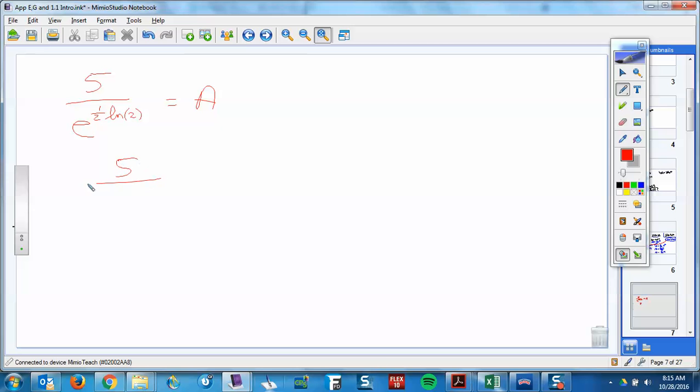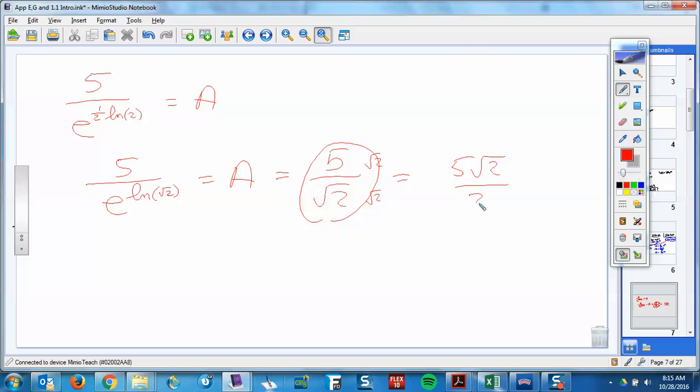In some cases I wouldn't even mind if you just left it like this, but as a habit, if it can simplify fairly nicely, we would rather do this. Bringing the 1/2 up in there, that'd be square root of 2. What's e to the ln square root of 2? That's just square root of 2. So this is 5 over square root of 2, which I'm okay with, but you would probably remember doing this: root 2, root 2. So it'd be 5 root 2 over 2.